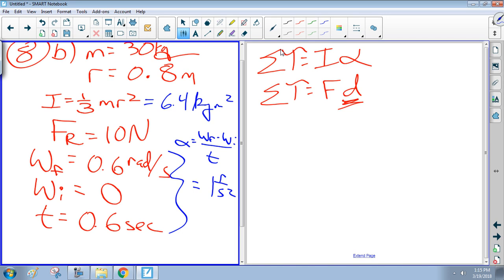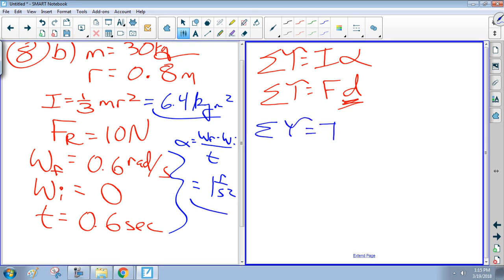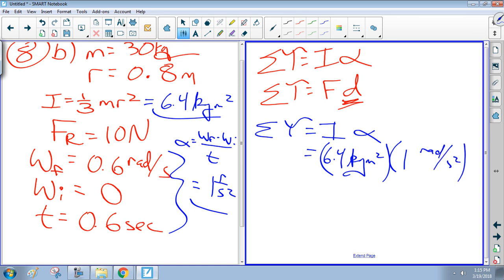Everybody good? So now we can find our torque, right? Because we know how much inertia we've got. We know how much acceleration we want. So our net torque is I times alpha. 6.4 kilogram meters squared times our alpha, which was 1 radian per second squared. And so you get 6.4 kilogram. No, you don't. You get 6.4 Newton meters. Everybody good up to there? So now we can find our distance.